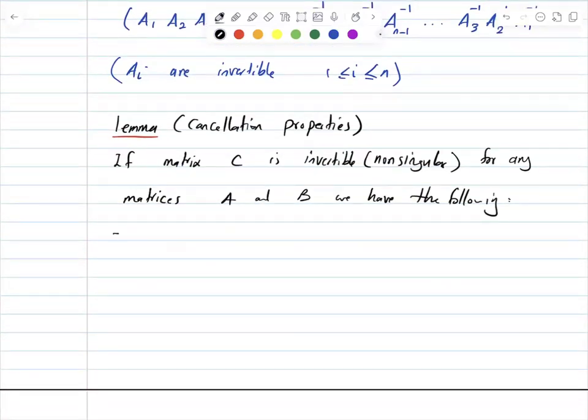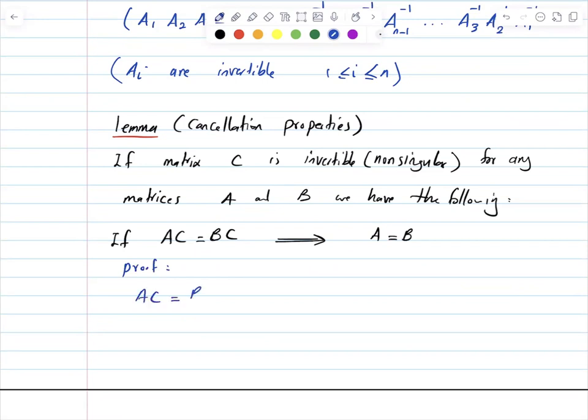If you have A times C equals B times C, you can basically multiply both sides by the inverse of C and get rid of C. We conclude that A is equal to B. A quick proof.